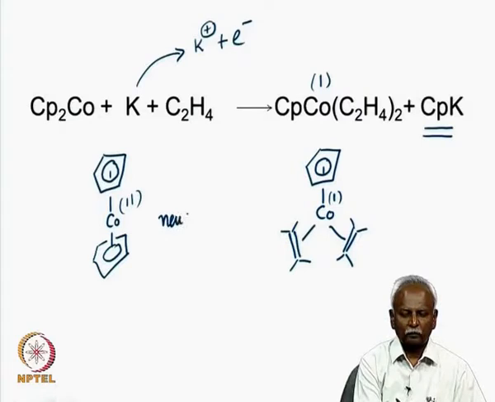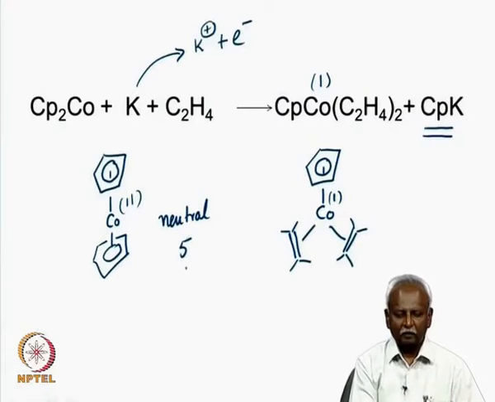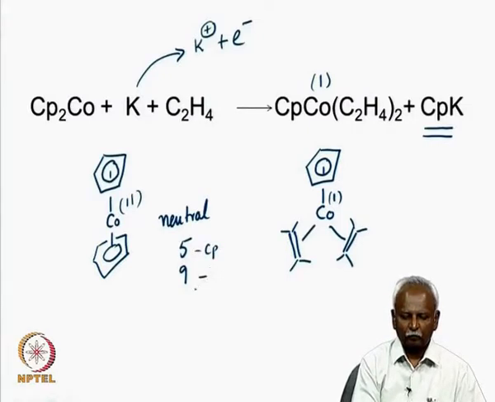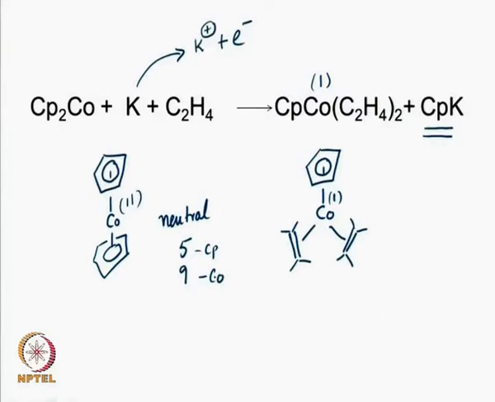So, in the neutral method, we will have 9 electrons from cobalt, 5 electrons from the Cp, and 2 electrons each from these olefins, and so we have 4 electrons from ethylene. So, we have a total of 18 electrons. So, an 18 valence electron complex is formed very conveniently, and this turns out to be a stable system.